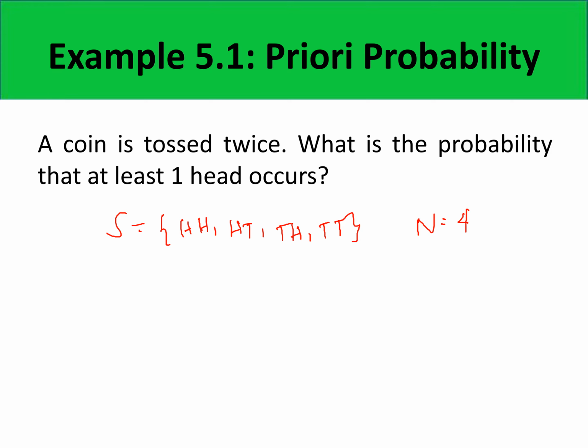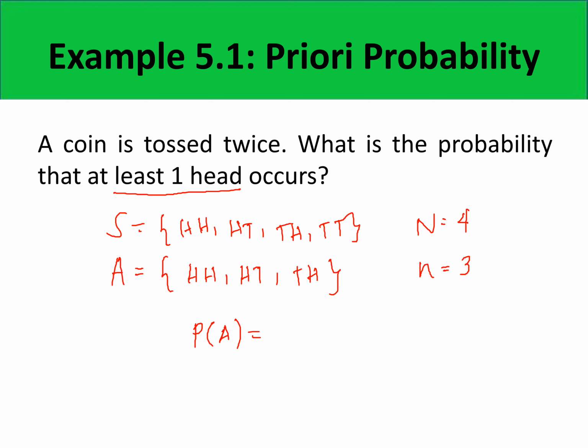Now, the event that we're looking for would be the elements with at least one head. So let us let event A be those elements of the sample space that contain at least one head. And these are head-head, head-tail, and tail-head. This implies that small n is equal to 3. So therefore, using the a priori probability formula, which is small n over capital N, the probability is 3 over 4, or 0.75, or in percentage form, it is 75%.